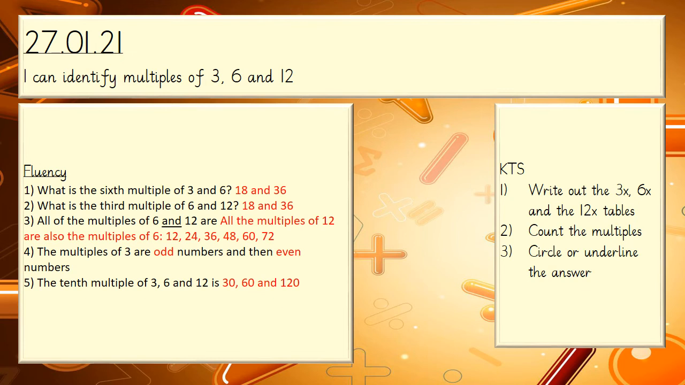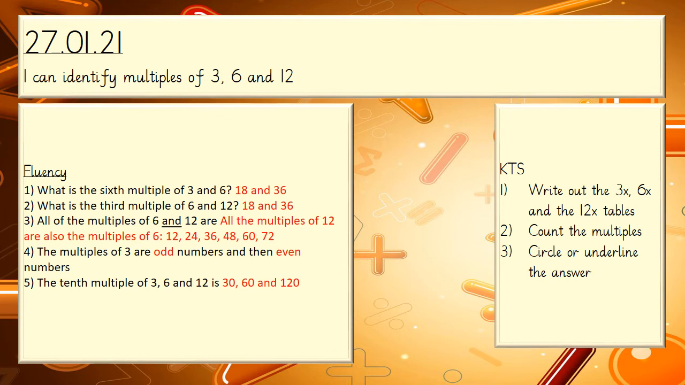All of the multiples of 6 and 12 are all of the multiples of 12, because the 12 times table is double the 6. So 12 is in the 12s and the 6s, and so is 24, 36, 48, 60 and 72. You could have gone even further than that if you wanted to.